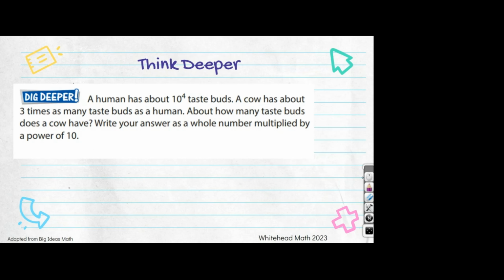Let's dig a little deeper. A human has about 10 to the fourth power taste buds. A cow has about 3 times as many taste buds as a human. About how many taste buds does a cow have? Write your answer as a whole number multiplied by a power of 10. So I'll give you a moment. If you're working by yourself or with a partner, pause the video here and press play when you're ready to continue.